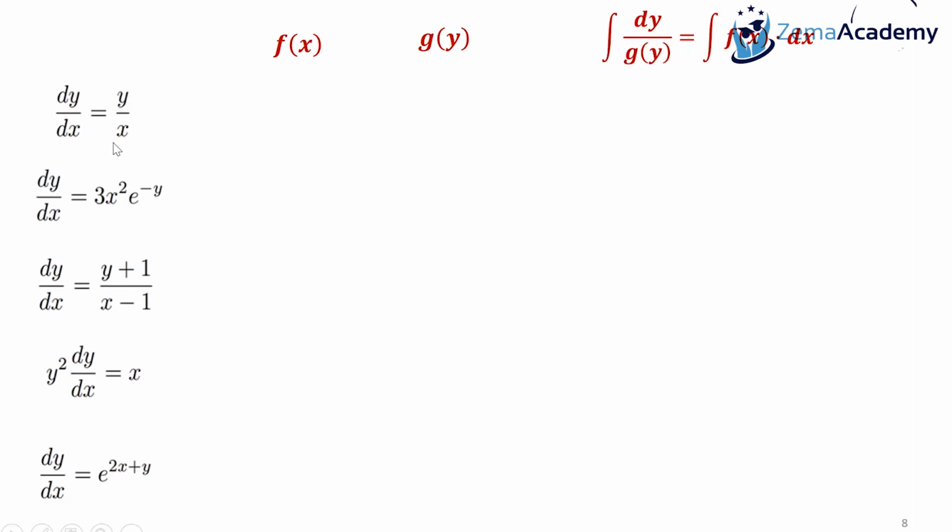In all these examples, you're going to look at the right hand side of the equation. On the right hand side of the equation, let's say for the first example, you have got y over x. So here, one term is a function of x, which is x, and one term is a function of y, which is y. But if I ask you what is f(x), can you tell me that? What is f(x)?